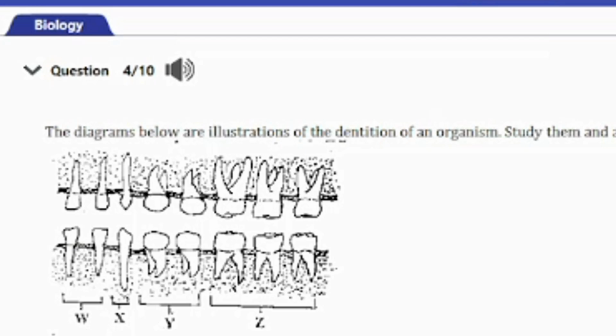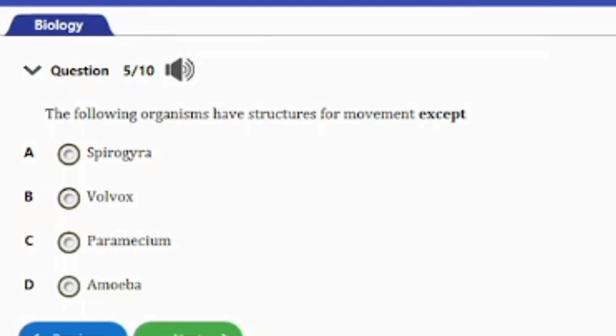Let's go ahead and consider the next question. That's question number 5. It says, the following organisms have structures for movement except A, spirogyra, B, volvox, C, paramecium, and D, amoeba. The answer to this question is option A, spirogyra. The volvox has its flagella for movement. The paramecium has its cilia for movement. The amoeba makes use of its pseudopodium for movement. But the spirogyra doesn't have any structure for movement. So that's the answer, option A.